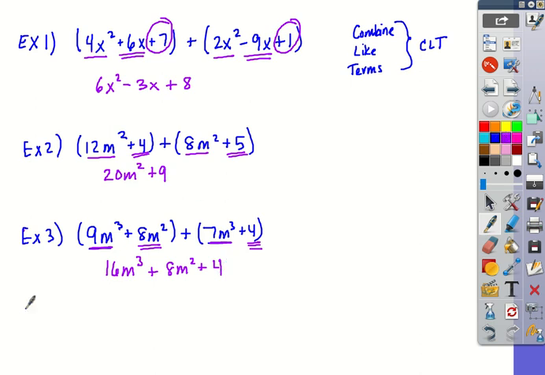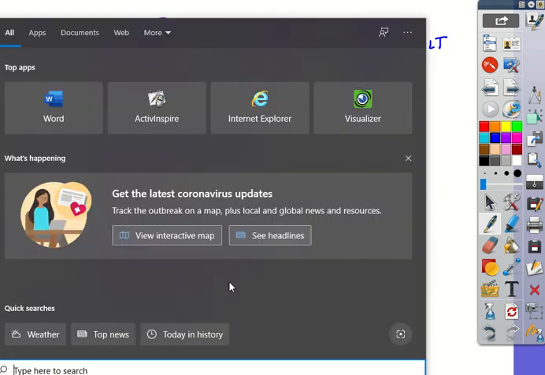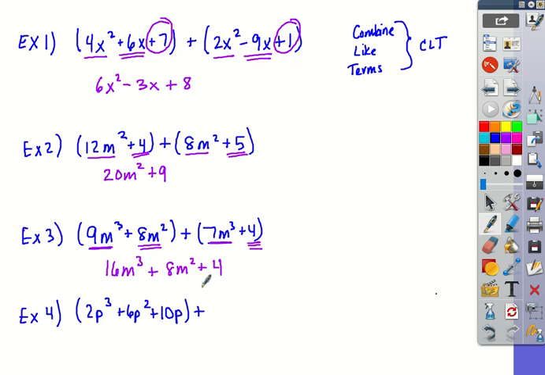One last example. I'll make it a little bit longer for you now that you've been there, done that, and ready for something more challenging. 2p to the third plus 6p squared plus 10p plus, I always end up with extra windows popping up, negative 3p cubed minus 11p squared plus 3p minus 4.